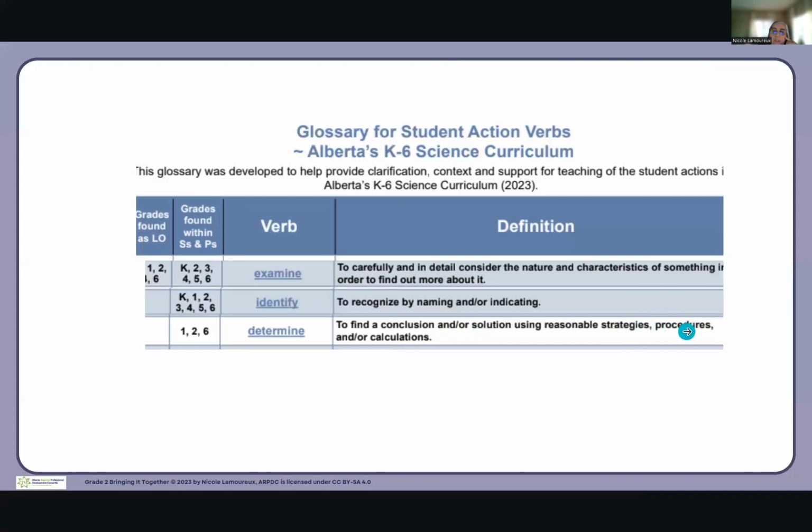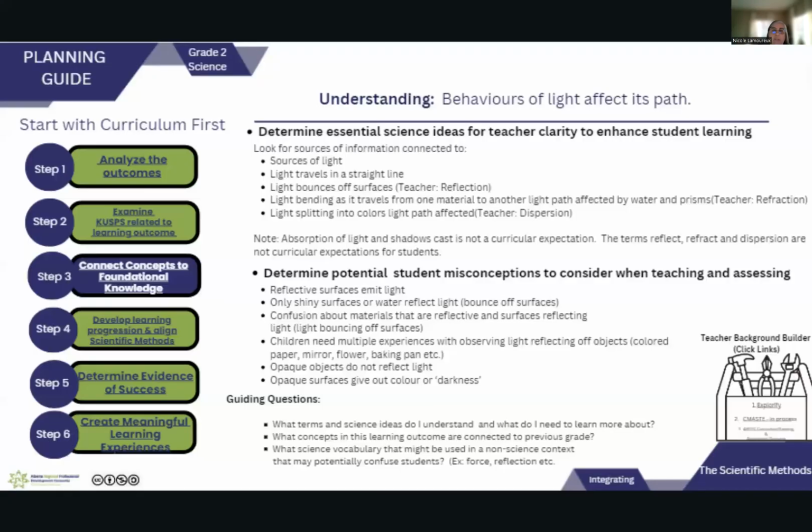Now let's look at using procedures. There's a lot here because math also has the same verb. We don't have to worry about calculations in elementary, but to find a conclusion using reasonable procedures, well, those procedures are the scientific methods. So they have to come to a conclusion. They have to say what it means. And we're going to unpack that a little bit further.